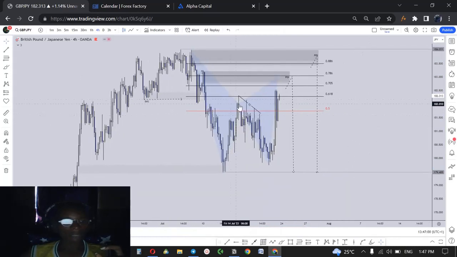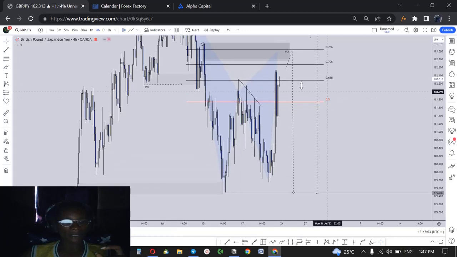So let me bring out my 61.8 so that we can see that, right? We can see that. Price really, really mitigated perfectly. You can see that 61.8, boom. After we mitigate off the 61.8, we had a major pullback to the downside.